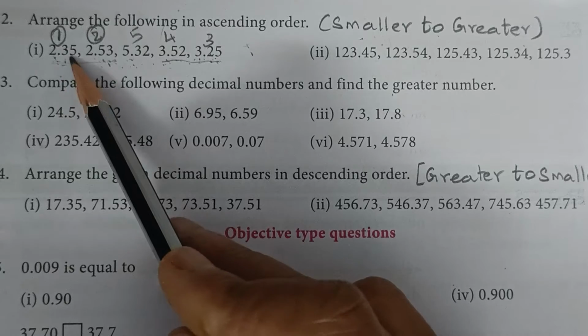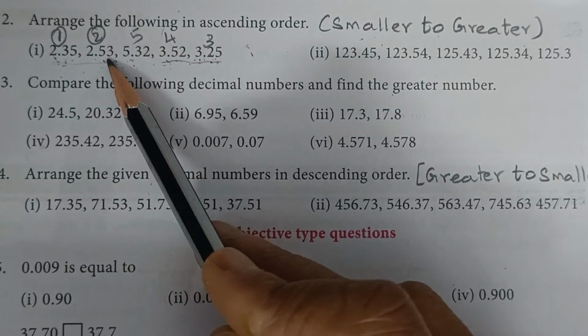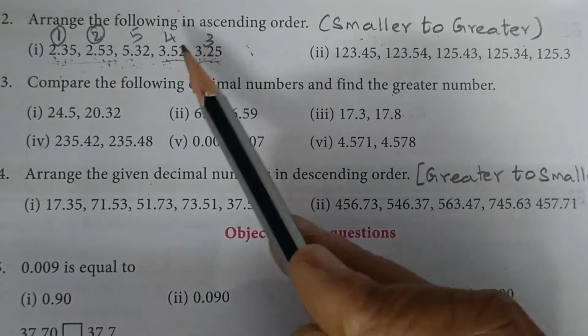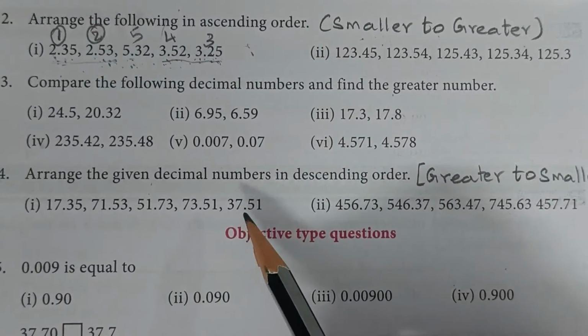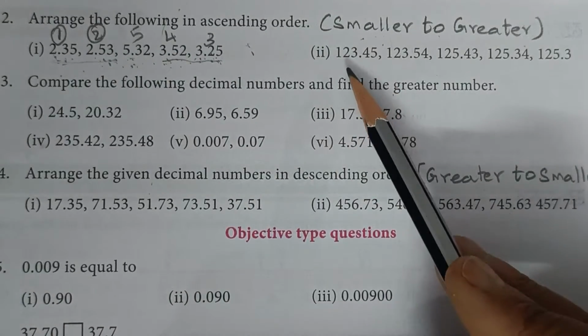So, 2.35, comma, 2.53, comma, 3.25, comma, 3.52, comma, 5.32. This is the ascending order. Now look at the next one.